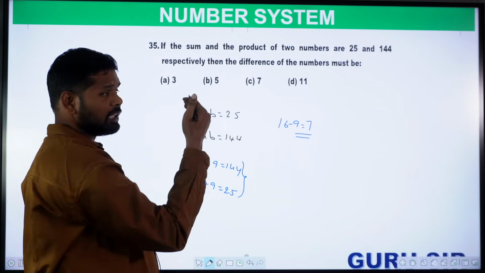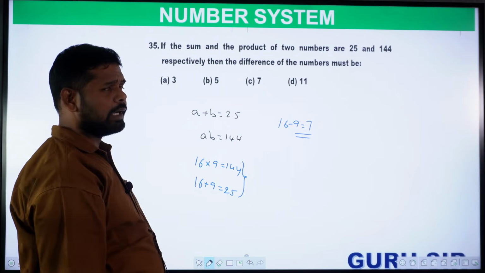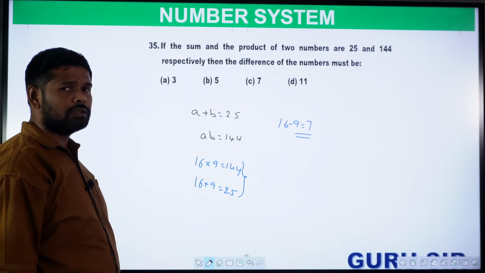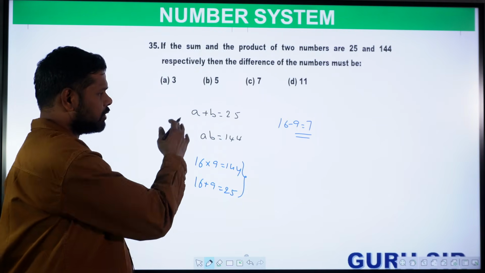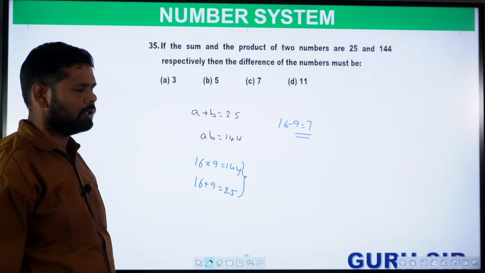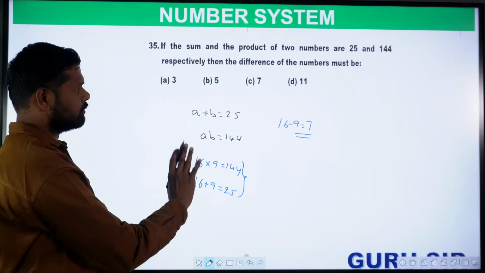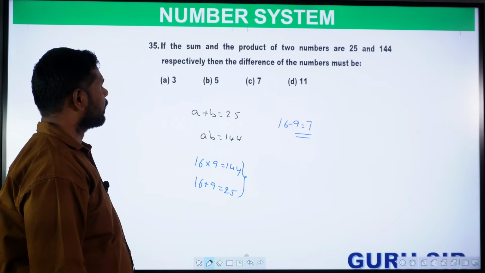Otherwise, you go for applying (A plus B) whole squared. We find out the A squared plus B squared value. Then go for (A minus B) whole squared and substitute values. You will get the A minus B value. But instead of that, assumption is here. Good choice. Next.